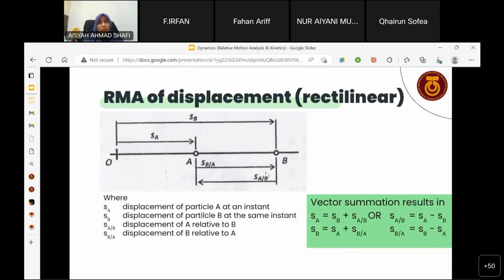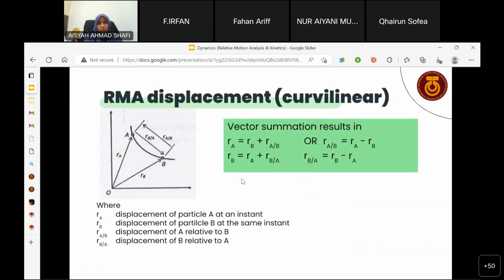So this is the SAB. That's why for the equation, SAB is SA minus SB, and because SA is smaller than SB, that's why we get the negative, so it is toward the left. So this is the formula and also the arrow direction. The same with the displacement in the curvilinear.